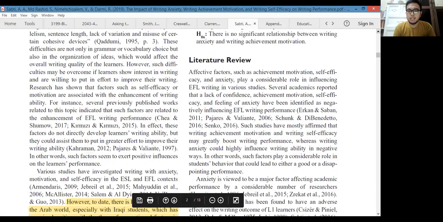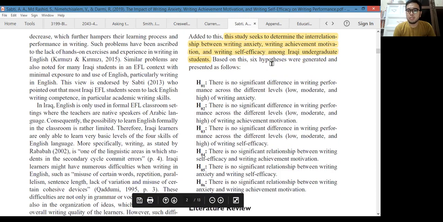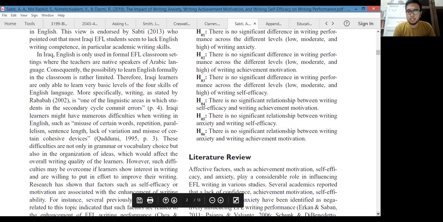Based on this purpose, they propose six hypotheses. You can see here there are six, and they will be tested in the discussion part.